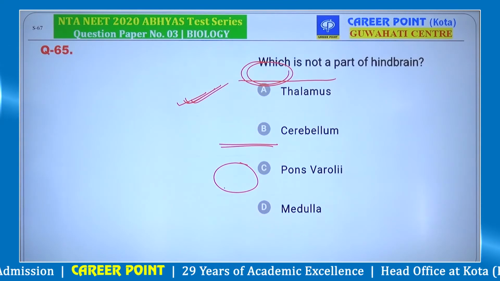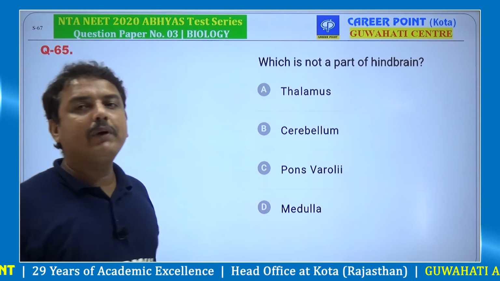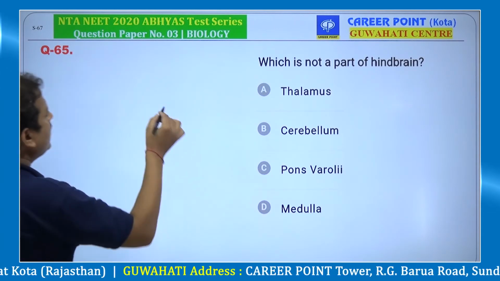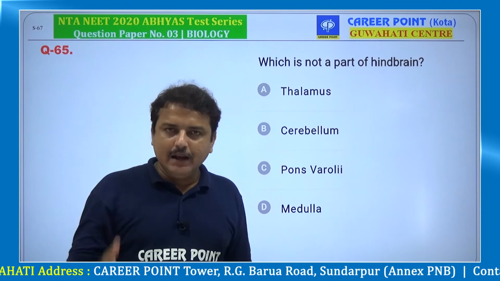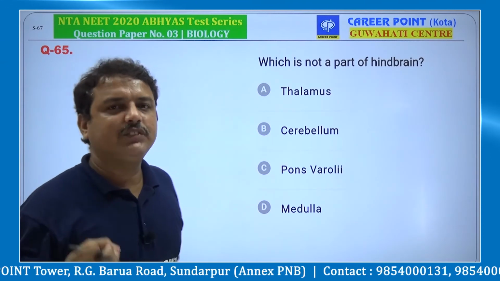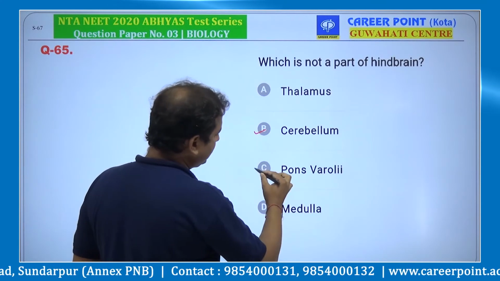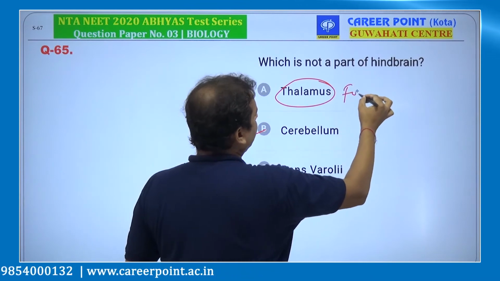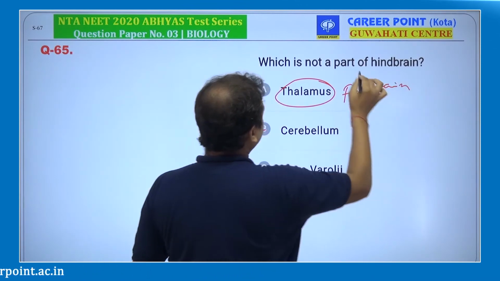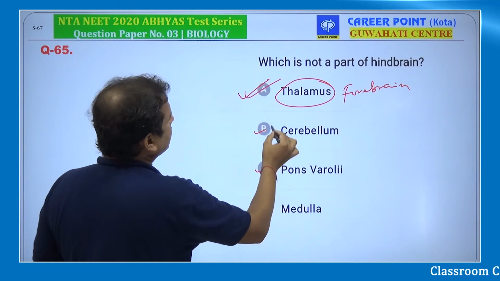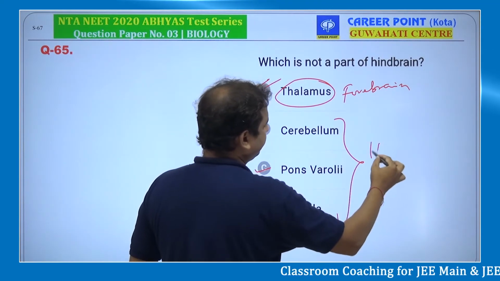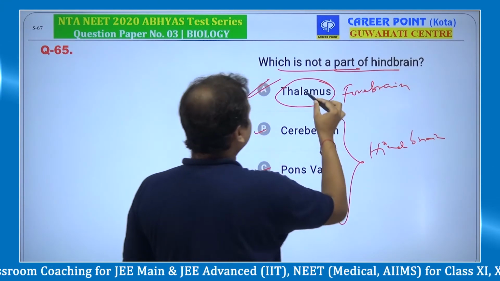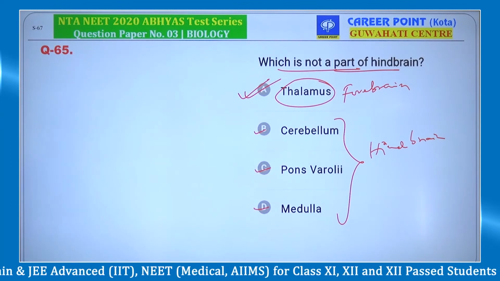Okay. Next question, which is not a part of hindbrain? As you know, the brain has 3 parts: forebrain, midbrain, hindbrain. The hindbrain has 3 parts: cerebellum, medulla oblongata, and pons varolii. So cerebellum is a part, pons varolii is a part, and medulla oblongata is a part. Thalamus is a part of forebrain. So here the answer is A, because these are the parts of hindbrain. The question asks which is not a part of hindbrain, so thalamus is not a part of hindbrain, it is a part of forebrain.